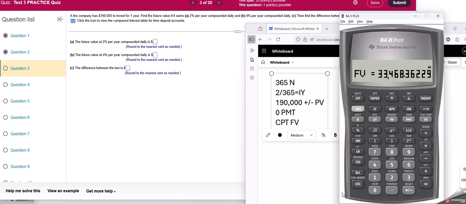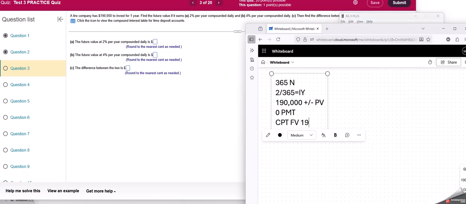So again, coming back to our calculator, 365 is our N. Then take 2 divided by 365, push equals, and then push the IY button. 190,000, push the plus or minus button, and then the PV button, zero out that payment, and then compute the future value. So 193,838.15.